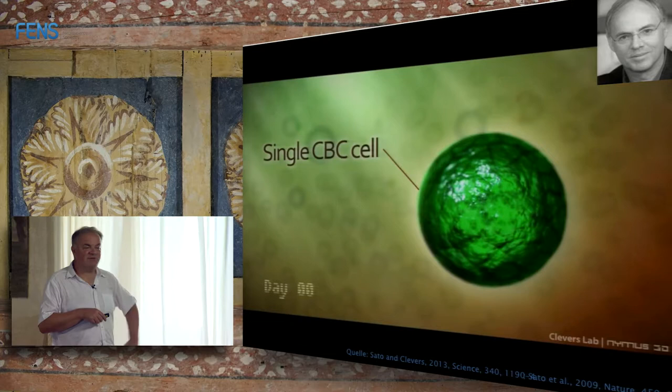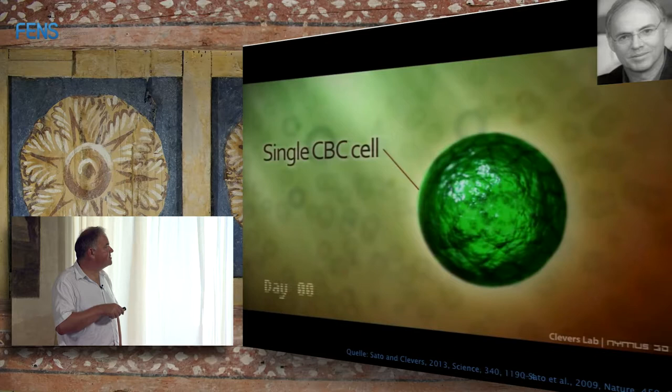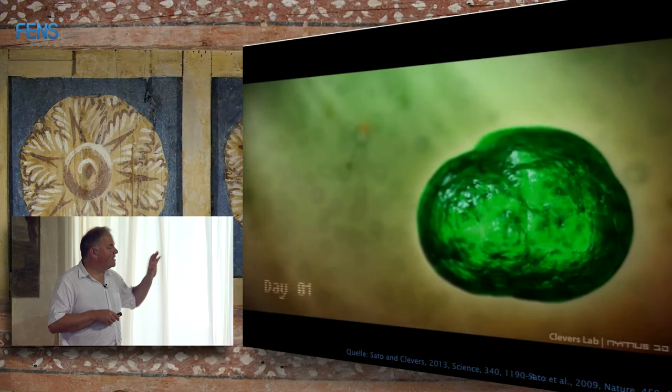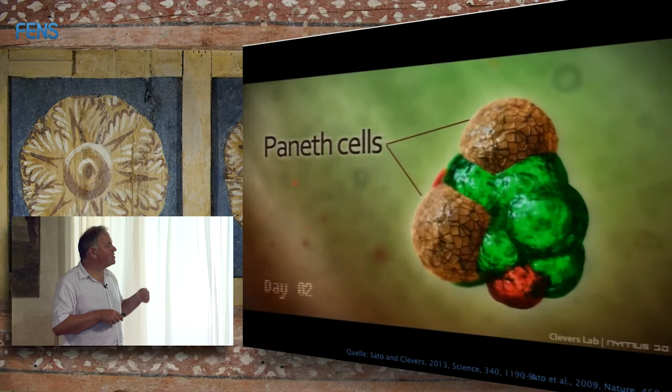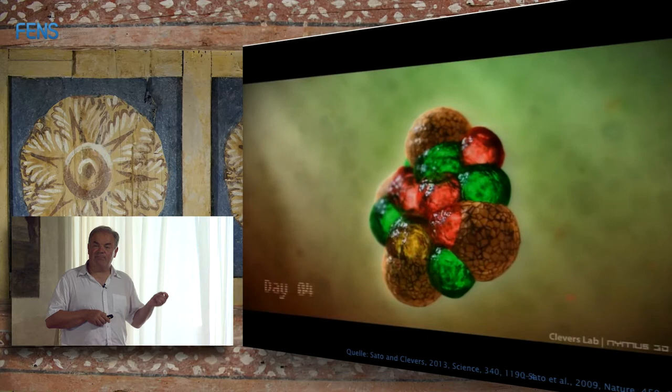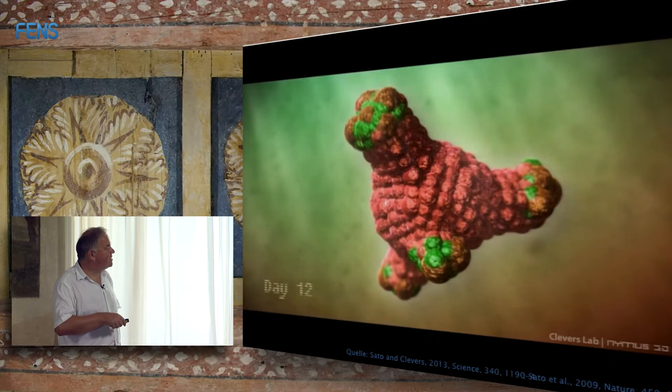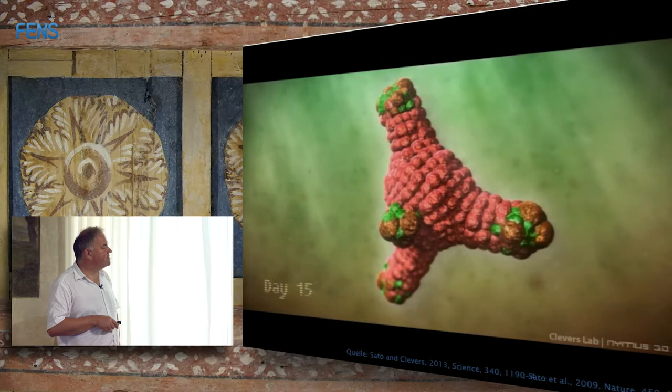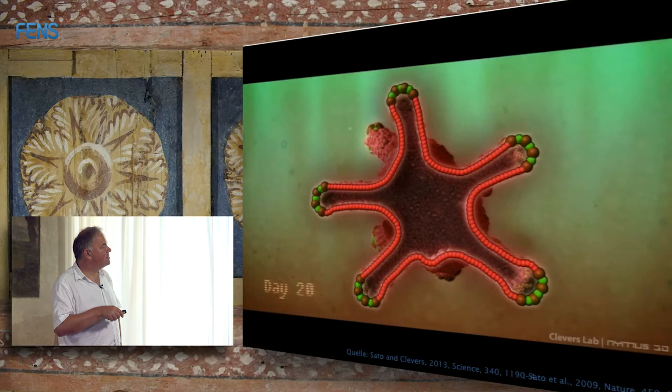They can start from single crypt bottom cells or intestinal stem cells, which will then divide, and the key feature here is that some of these stem cells will actually turn into Paneth cells. So the generation of these organoids depends on the fact that the stem cell can generate its own niche. And then initially they generate these balls of tissues, and then they generate these spontaneous bulges where the cells will sort out, and the stem cells will accumulate here at the bottom of these bulges.